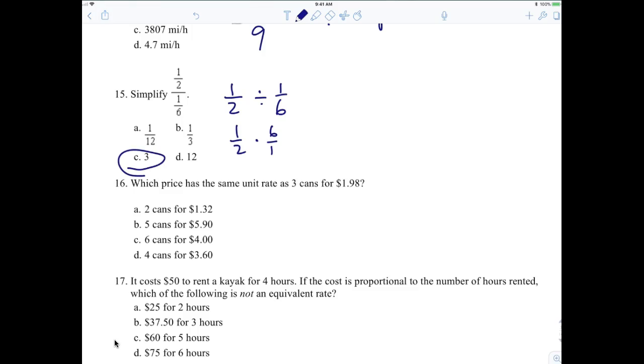Now, if you wanted to, you could type that on the calculator. But again, I don't want you to do that. I want you to know how to do it. Then you check it with your calculator. All right, is everybody good so far?